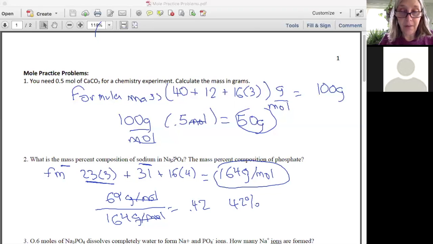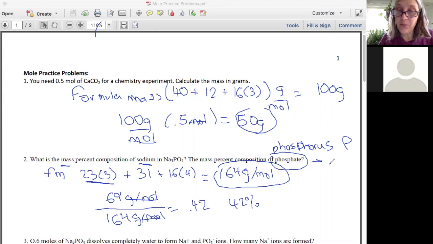And then to get the mass percent composition of phosphate, again, you've got to really watch the wording here. And this is a tricky one because phosphorus, and let's see if I'm spelling it right. Okay, phosphorus is the element P.